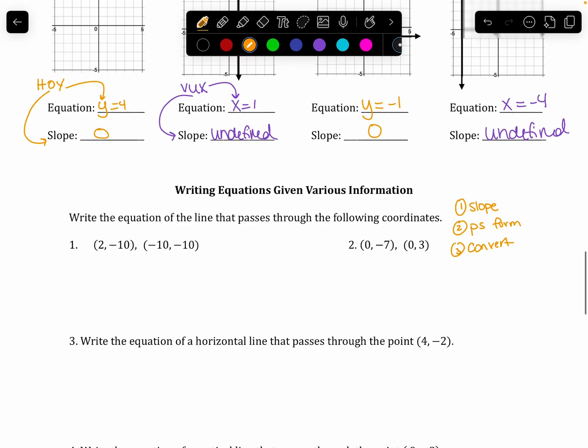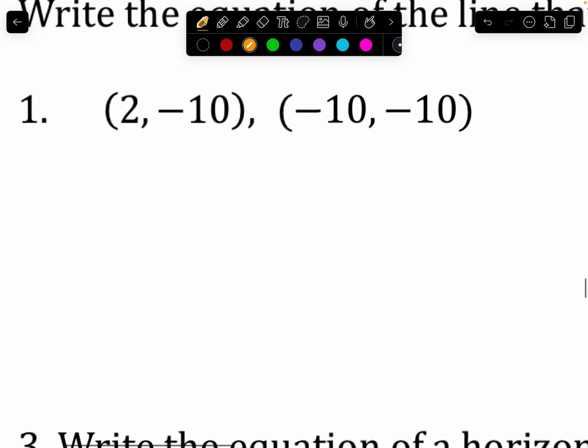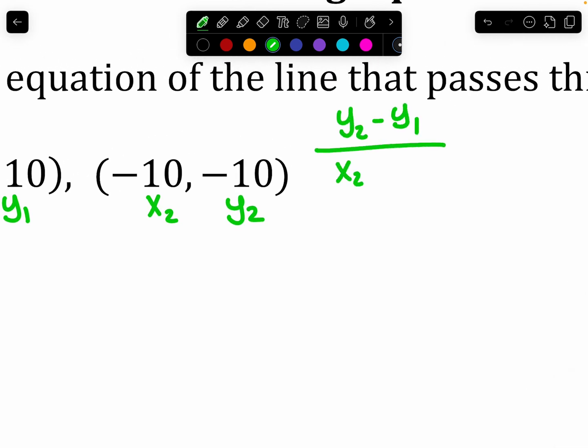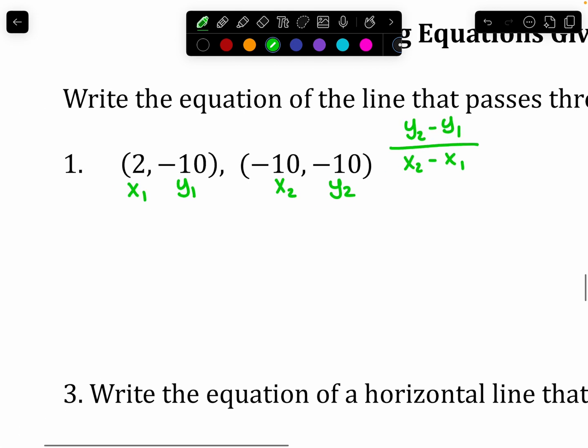And then we may or may not need to convert. Okay. So we can do a couple of things with these equations. The first thing that I really do think you should do is just find your slope, because I think that's going to help you know automatically what your equation is going to be. So we, remember, are going to label this x1, y1 and x2, y2, and the slope equation is y2 minus y1 over x2 minus x1. So this is going to be negative 10 minus negative 10 over negative 10 minus 2.